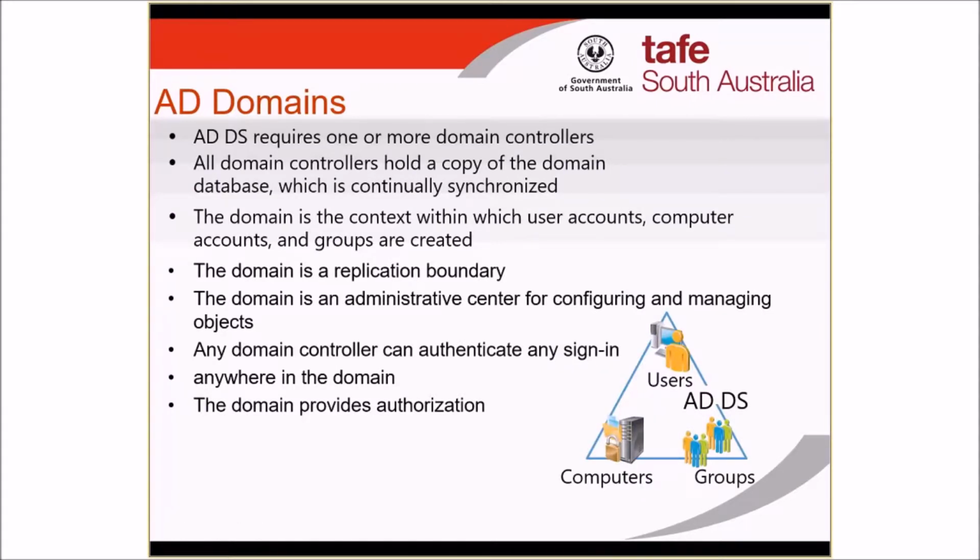So Active Directory Domain Services require one or more domain controllers. The domain controllers are the servers which actually have Active Directory installed onto them, which contains the Active Directory database. All domain controllers hold a copy of the domain's database, which is continually synchronized, meaning that I can have more than one domain controller. Okay, it's a Microsoft recommendation that no matter the size of your network, you should have at least 2 domain controllers because it's so important.